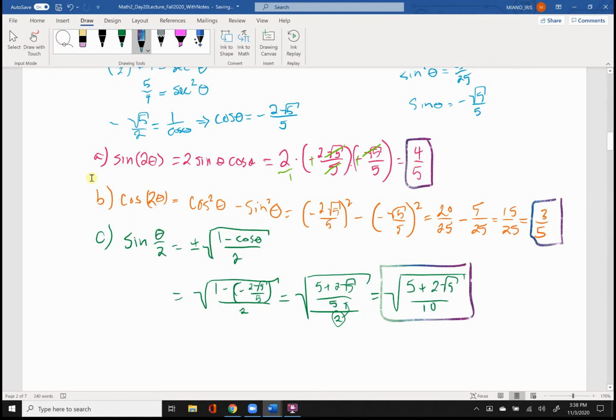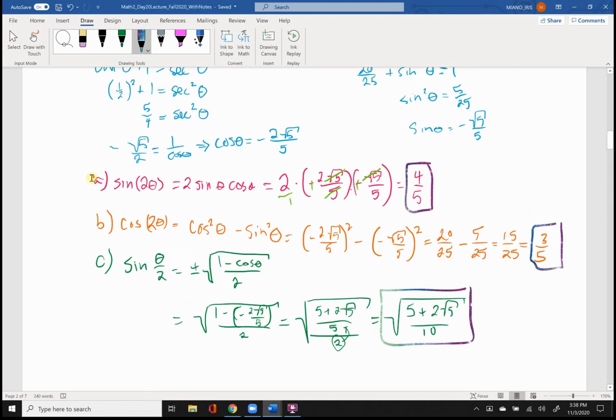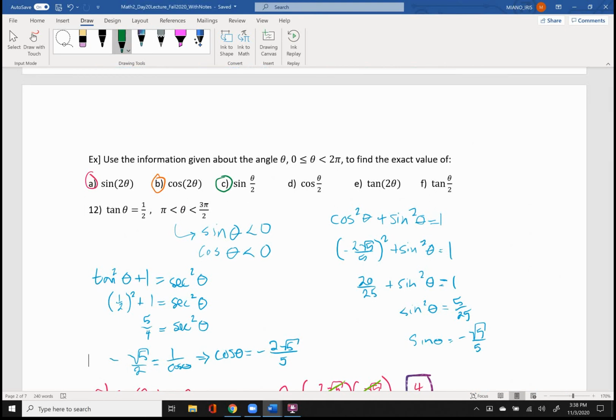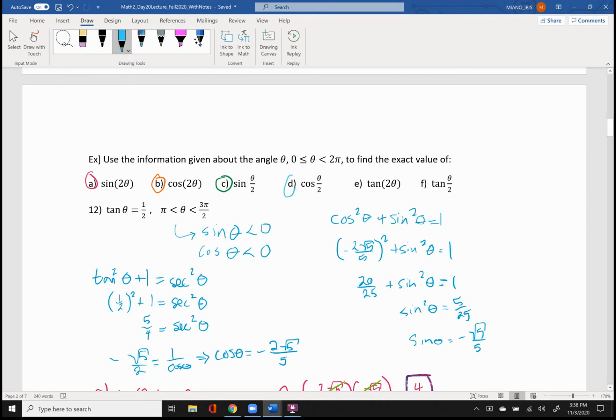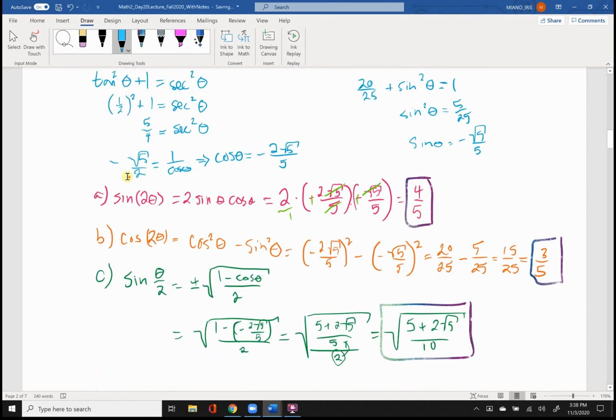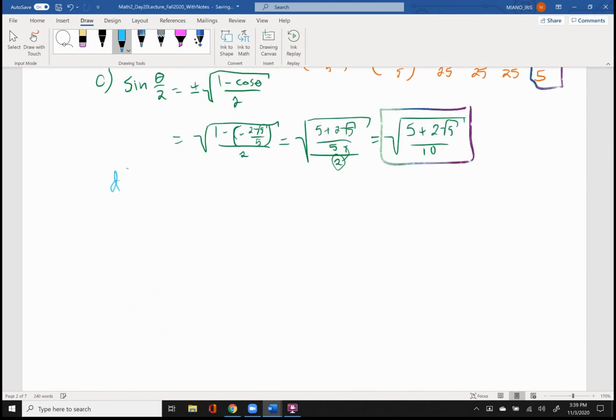Okay, so that's C. Now part D, let's do cosine of theta over 2. And what color should we use there? Let's do this lighter blue. Sure, why not? So that'll be part D. Cosine theta over 2, which will equal the plus or minus, I'm just going to write the raw formula down, square root of 1 plus cosine theta over 2.